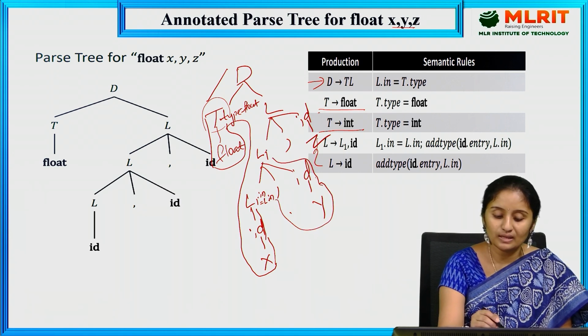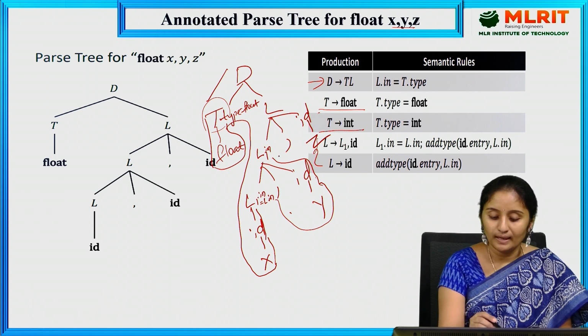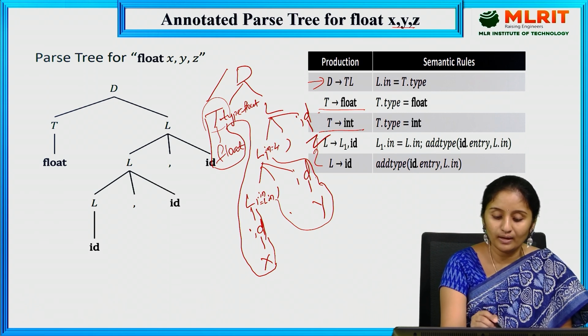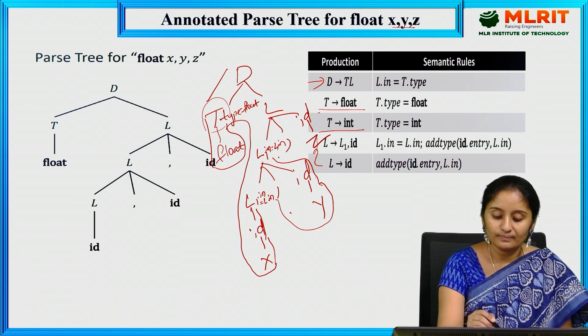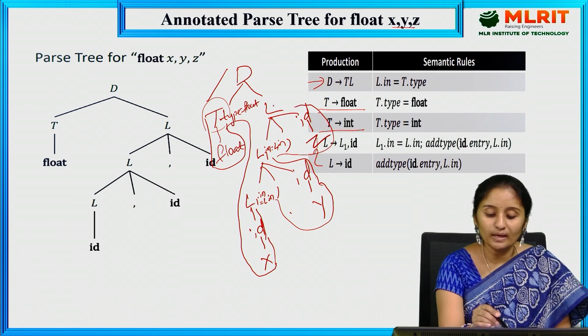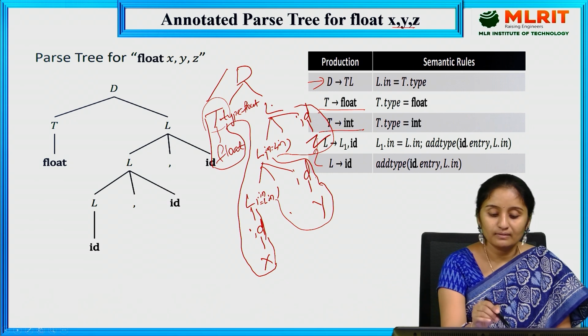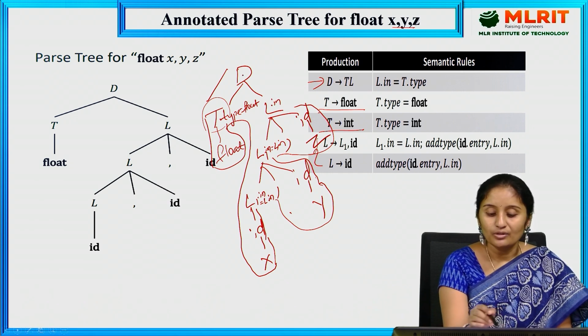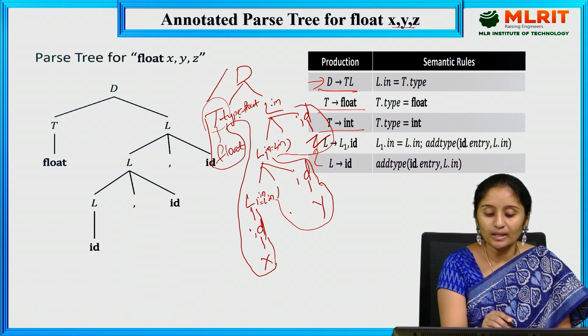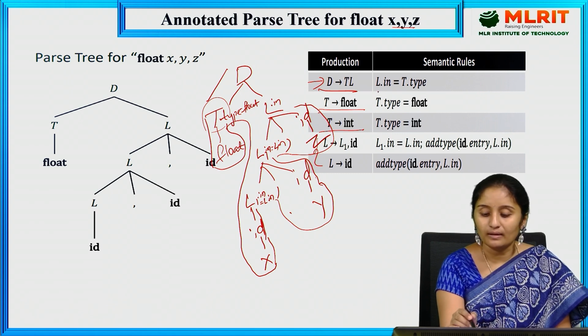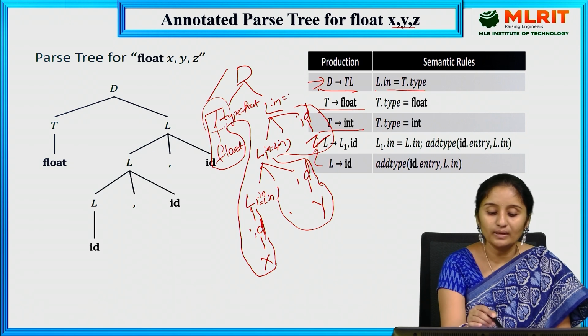Here it comes. Here what I am having is L1 dot in is equal to L1 dot in. So it comes here. Z. Here what I have is L dot in. So D produces TL. So for TL, here L dot in is nothing but T dot type.